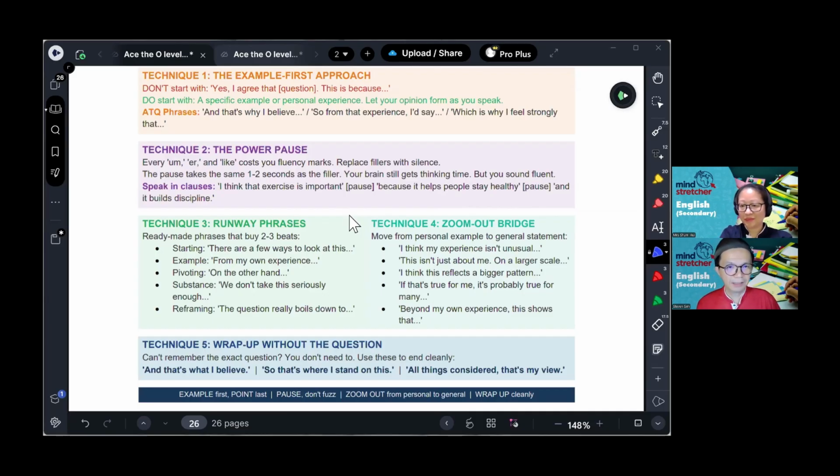Okay, Leonard, your answer is good, but I want you to use the runway phrases and a zoom out bridge. Can you try incorporating one runway phrase and one zoom out bridge? Because your question, you ended off by saying, and I believe that young people nowadays do not take care of their health seriously. Okay, so that answers the question. That is exactly band 4. But you want to get into band 5. So you need to zoom out.